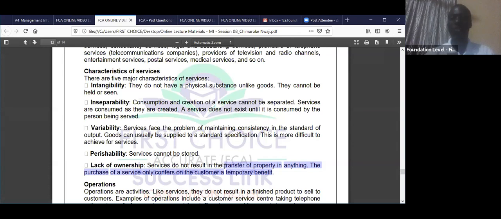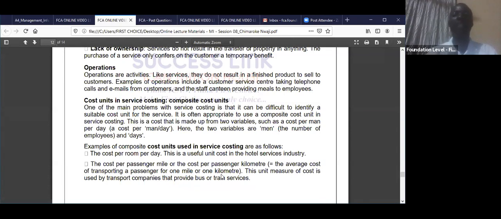When I have taught you, I have not transferred the property right to you. So there is nothing like ownership of the service. Now look at operations. Operations are activities. Like services, they do not result in a finished product to sell to customers. Examples of operations include a customer service center taking telephone calls and emails from customers, and the staff canteen providing meals to employees. So the activity that people do is called operation.